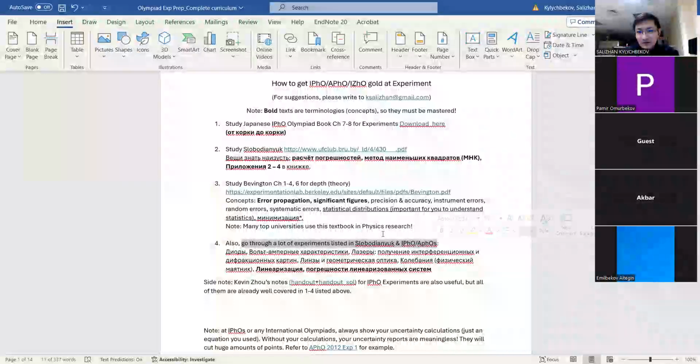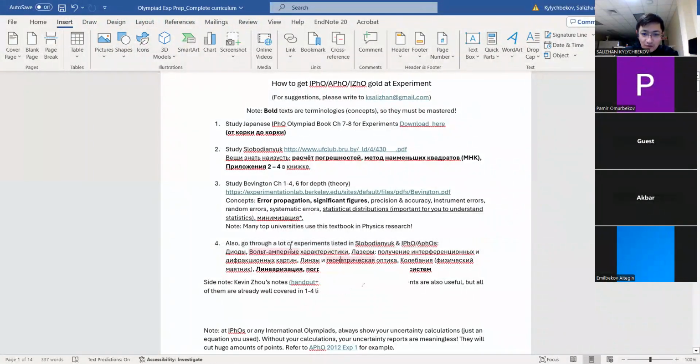So the benefit is basically they saw a lot of experiments before, and knowing the linearization and other stuff, it was very easy for them to do that experiment. So that's why I'm saying go through a lot of experiments in Slobodianik, especially optics, electrodynamics, there are diodes for example, diodes.